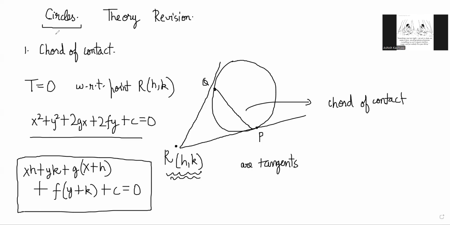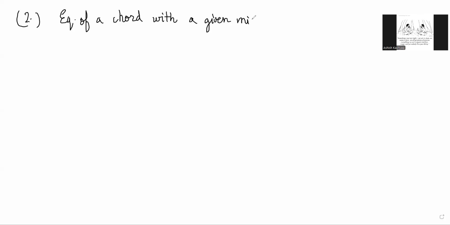Okay. Now, the next thing is basically the equation of chord with a given midpoint. And the midpoint is given to you. That point is, let's say, (x1, y1).